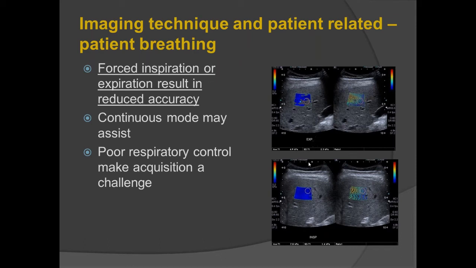So as a result, we don't get the patient to forcibly inspire or expire during a scan. We try and do a nice relaxed elastogram, and you can see here that just by getting this patient to take an inspiration, a big breath in, we get a difference of 4.9 to 7 kilopascals. And this is where using the continuous mode on the Toshiba helps, because you often can let the patient just gently respirate through the scan, and then you can watch the map.